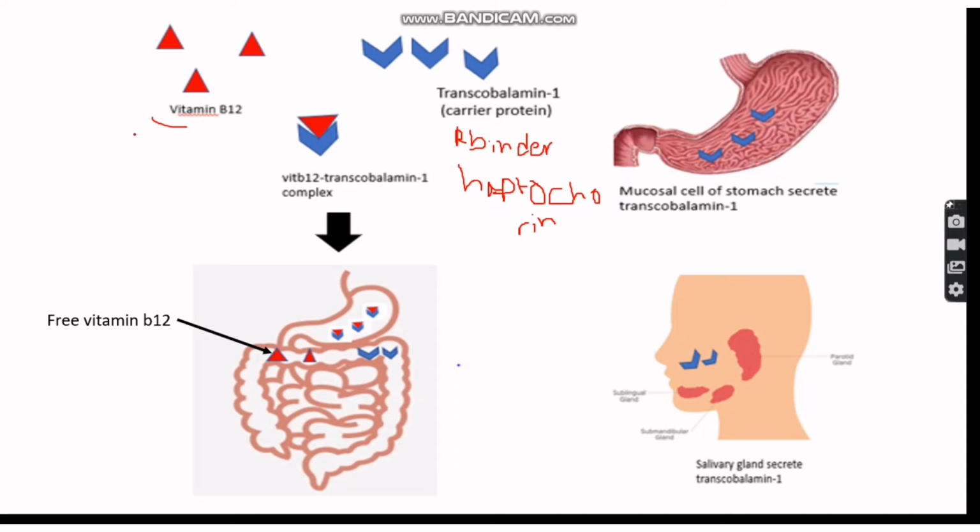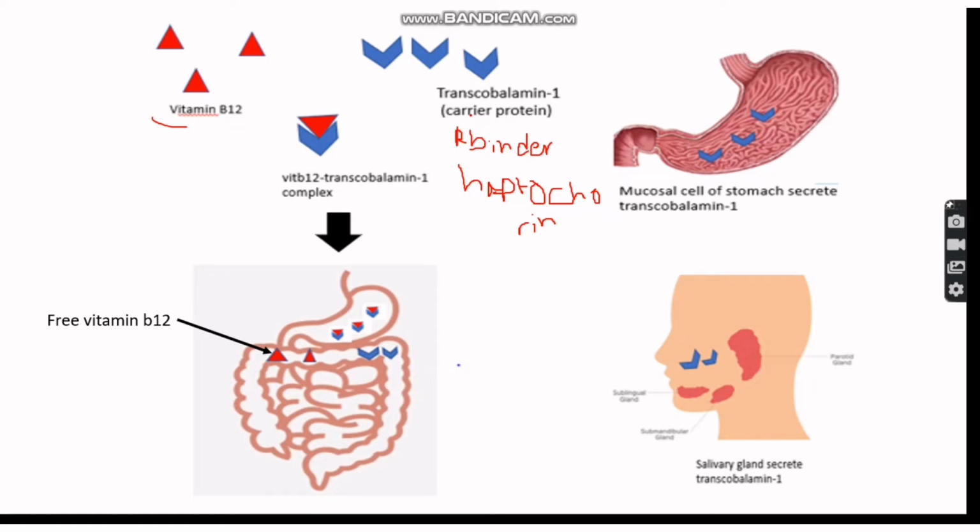Okay, so this is vitamin B12 and this is its carrier protein, the transcobalamin 1 receptor. Carrier protein means that it will take the vitamin B12 from one part of the body to the other part of the body for being able to digest.